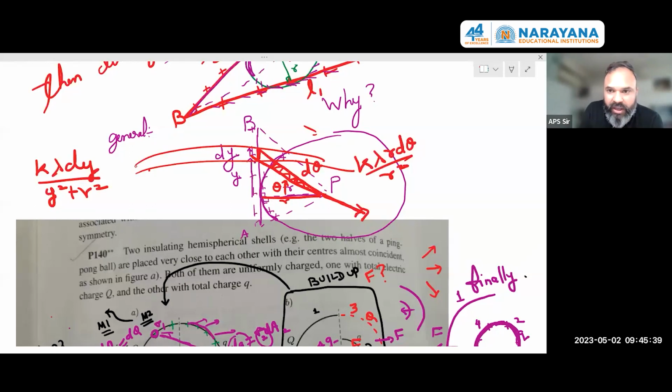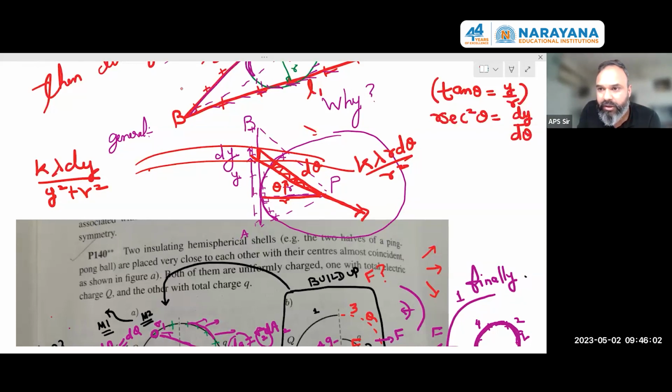Now check k and all this. Now just have to write theta in terms of y. So I'm saying my tan theta is coming as y by r. So just differentiate d by d theta. So secant square theta into r is dy by d theta. So dy can be written as r secant square theta d theta.